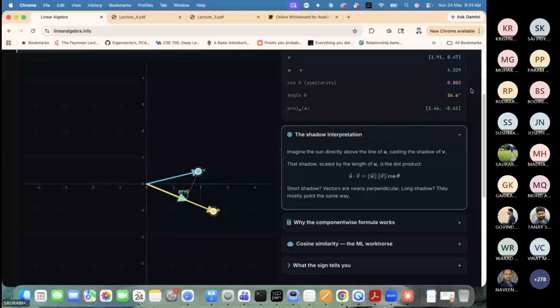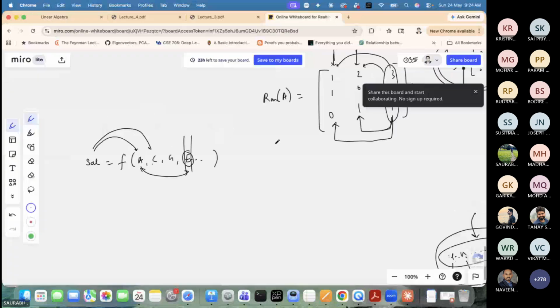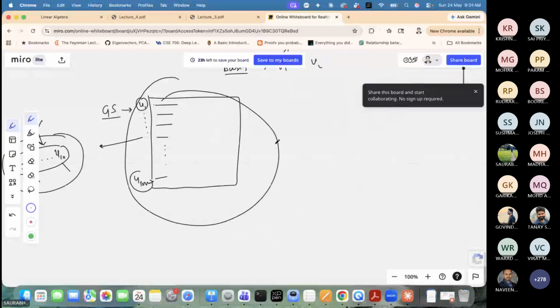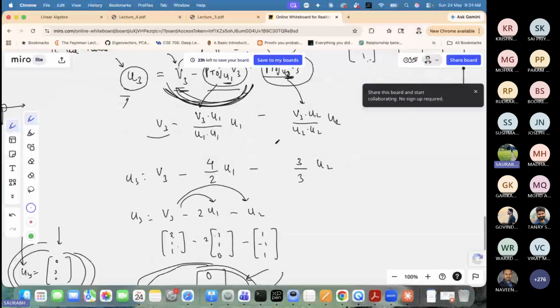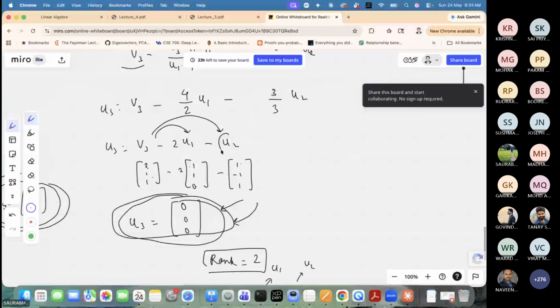Hi, sir. In your third example, where we have to remove the overlap of V3 from V1 and V2, we took V2 as 1, minus 1, and 1, which was actually V2 minus the projection of V2 from V1. Why did we take this 1, minus 1, and 1? I'm not able to understand.